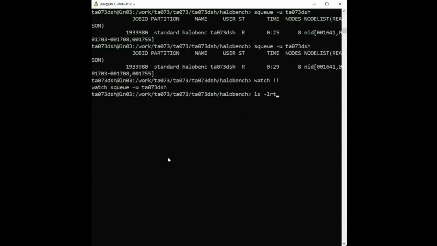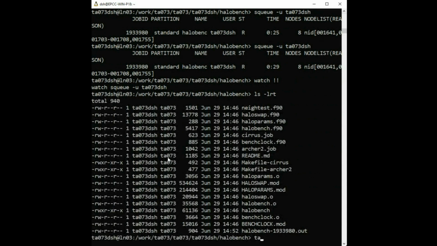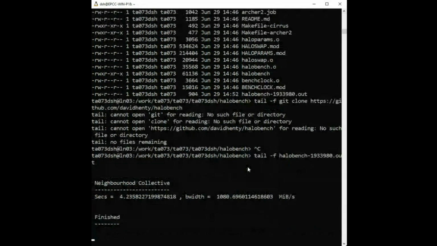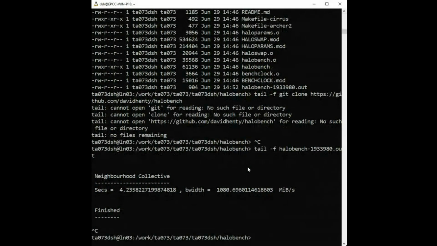Just check that it's running okay. I can't get cut and paste to work in Windows. Okay, it's finished. Okay, fine. So it produces figures. You can look at them.